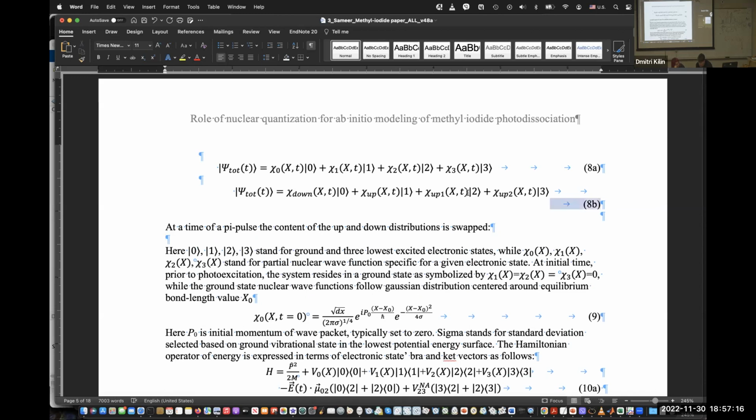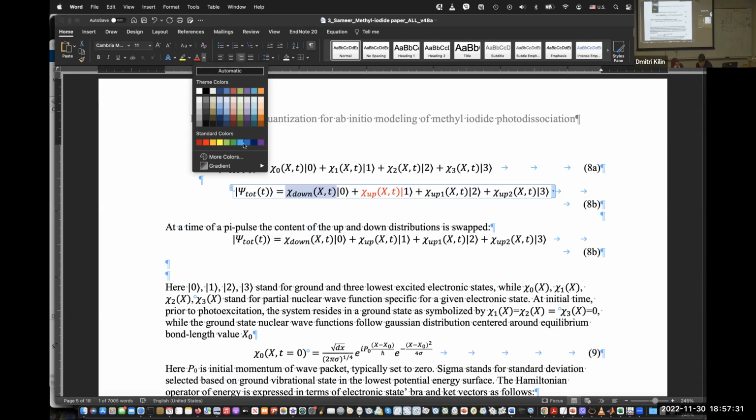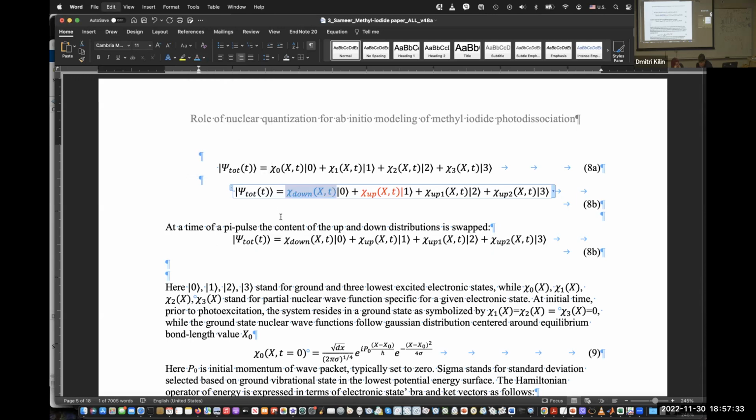Now I'm going to copy paste it once again. So red, blue, blue, red. So this is the core of what you're doing.